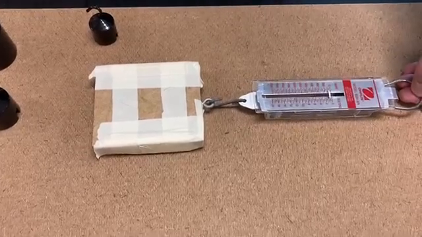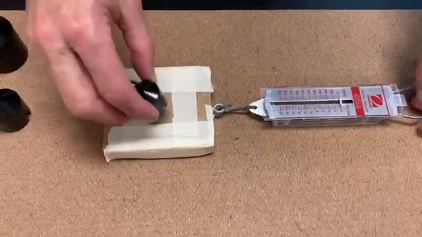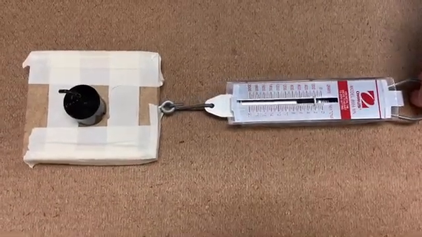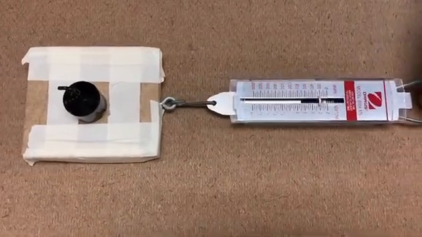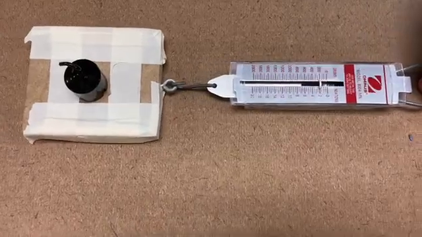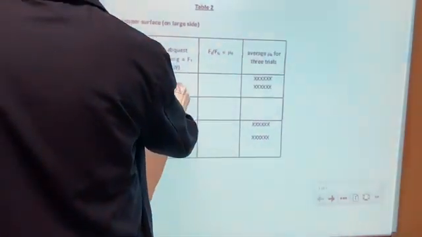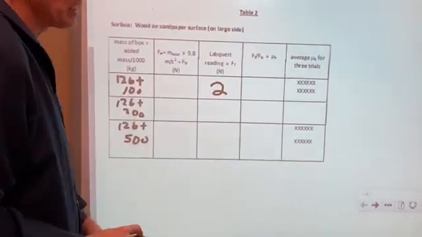Okay, pulling. Sorry, I almost messed up. I've got to add this weight to it. Here we go. Wow, this is a lot harder. Constant velocity is hard to do with this. Okay, that's really great. It's now 2. That's 2 newtons. Now let's go to the bigger weight.